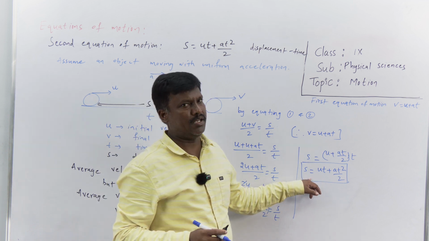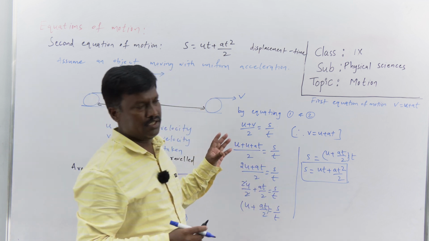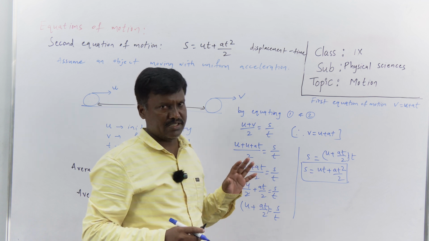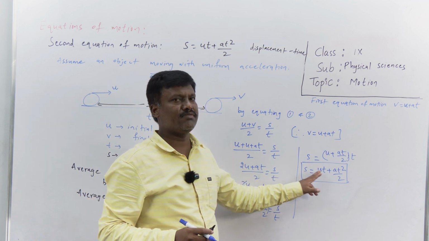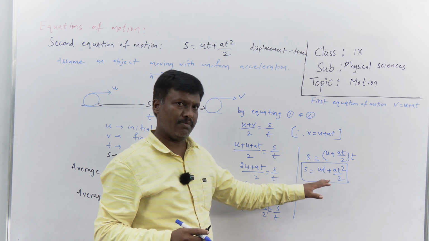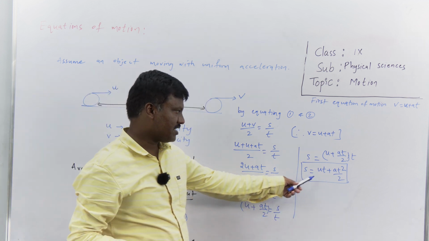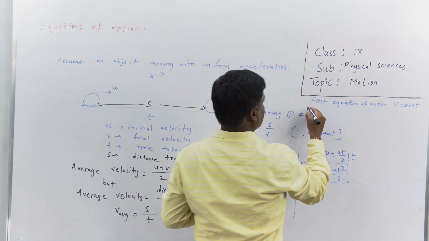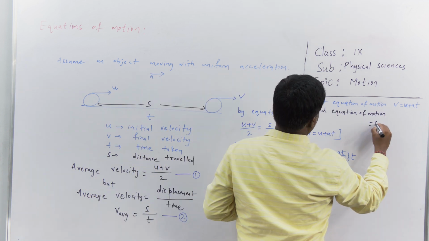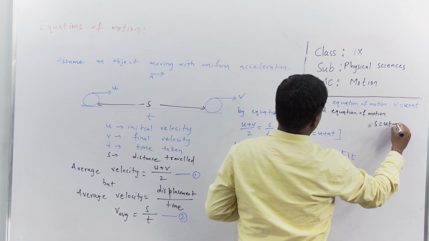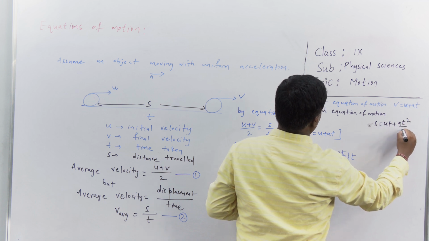Please learn the formula. Derivation is okay, whether you remember the derivation or not, it is up to you, but learning the formula is very, very important. Please, you have to learn the formula. This is the second equation of motion. Please note down. Just now we have derived the second equation of motion. So what is the second equation of motion? s is equal to ut plus at square by 2.